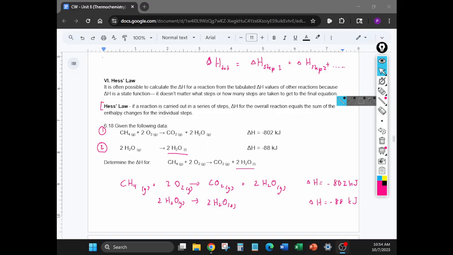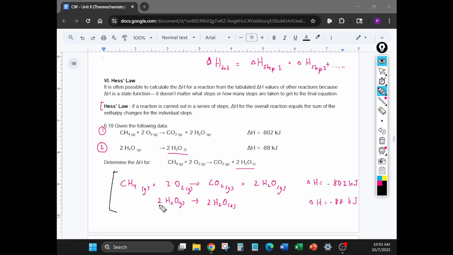So what we're going to do now is combine these 2 reactions to get the delta H for this overall reaction. The way that we're going to do that is we're going to look for a compound that is both on the left side and the right side when you compare these 2 equations. So do you see a compound that's on the left and the right side? Water. Water, but specifically what type of water?